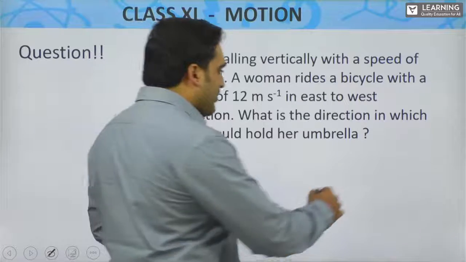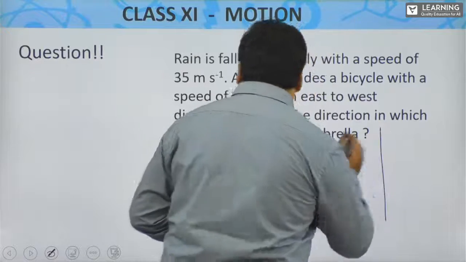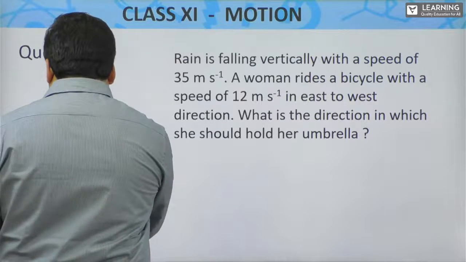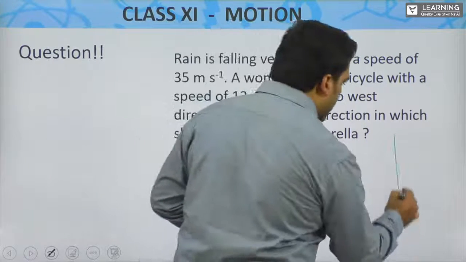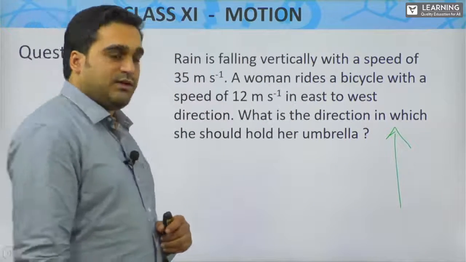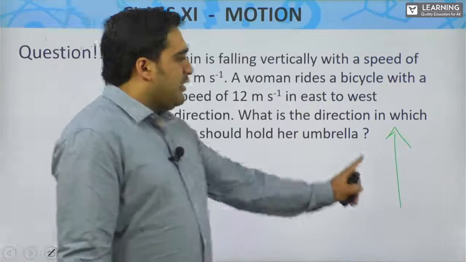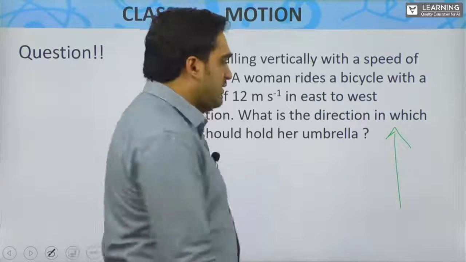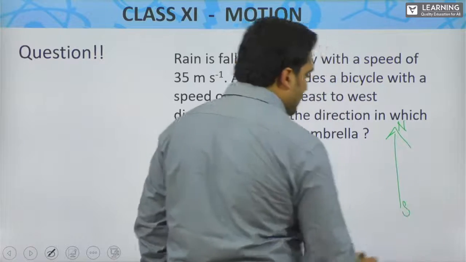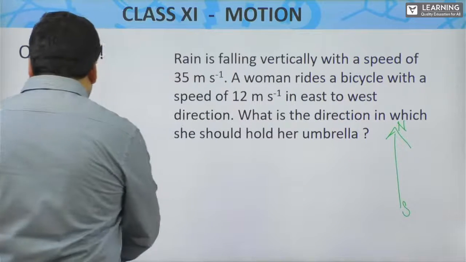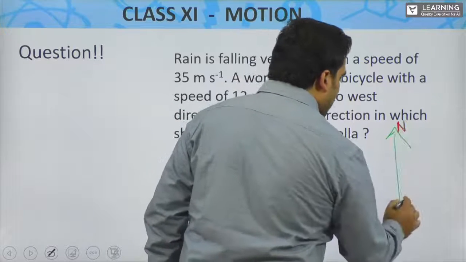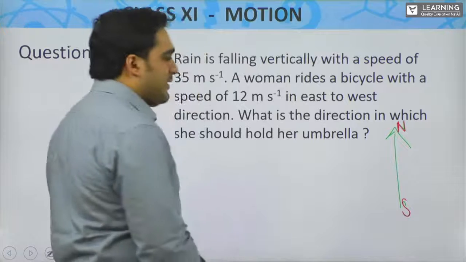Okay. So quick note about a compass. Upward direction is north. Downward direction is south. Not that hard, is it? You would say, duh, upward and downward is north and south.